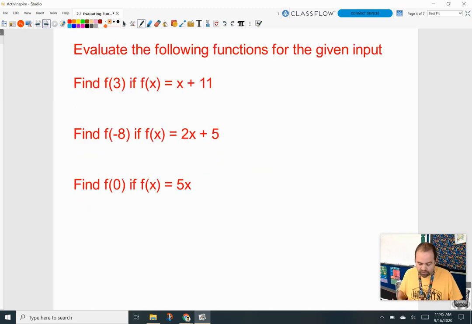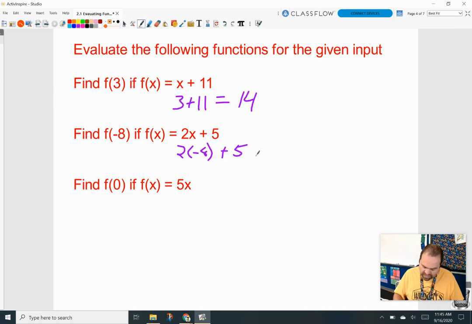Okay, try these guys real quick. I'm going to plug in 3. So that one's 14. Again, it's just arithmetic. Don't overcomplicate these. Plug in negative 8. 2 times negative 8 is negative 16 plus 5 is negative 11. And then the last one, plug in 0. It's 0. That's your homework right there. You've got a different function every single time and you're plugging in a value every single time.